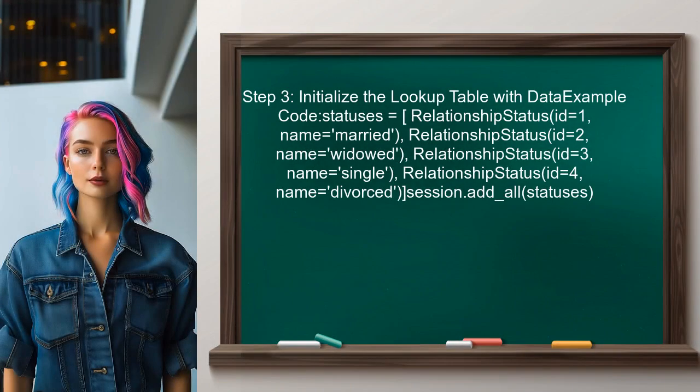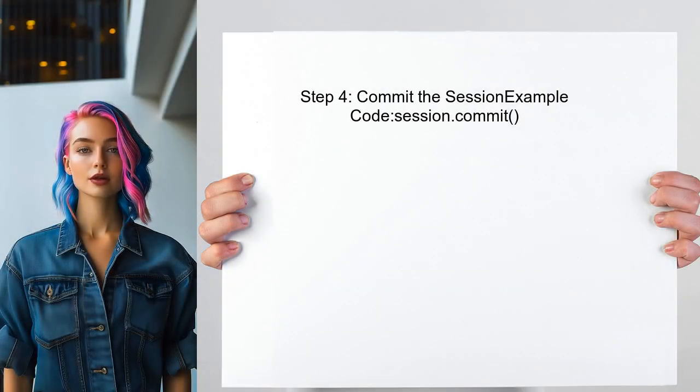Now the user can initialize the lookup table with predefined data. This can be done by creating instances of the relationship status class and adding them to the session. Finally, the user should commit the session to save the data to the database. This step ensures that the lookup table is populated with the initial values.